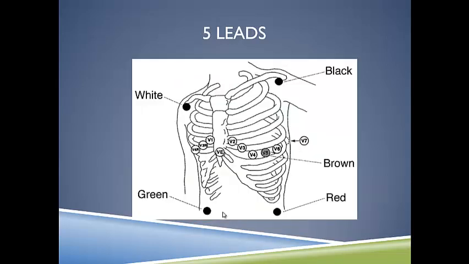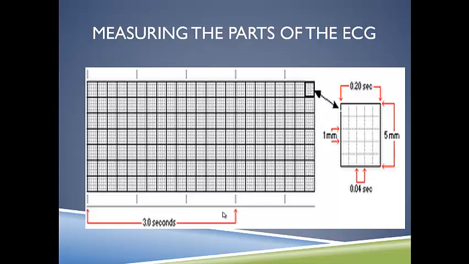5 leads are the same as 4, but we add a V lead. It's a brown lead, and it should be in a V position. Usually you'll see this in V1 or V2. All right, so measuring the parts of the ECG.